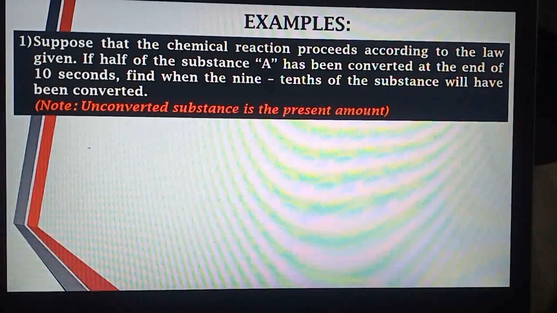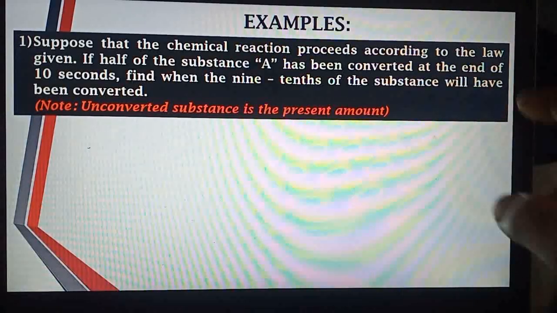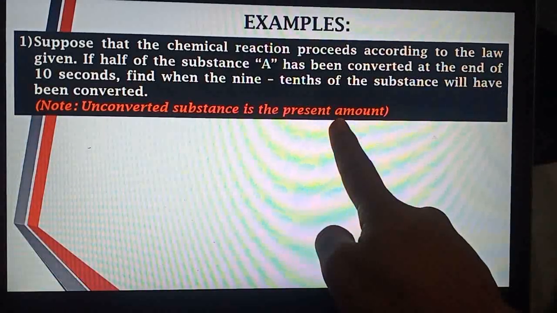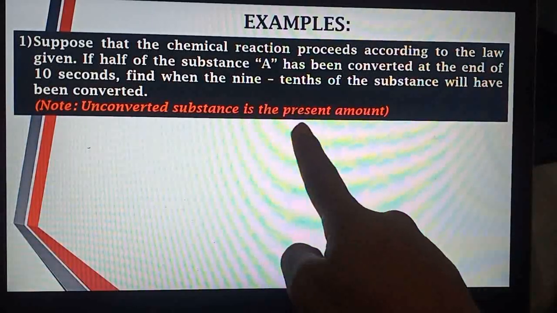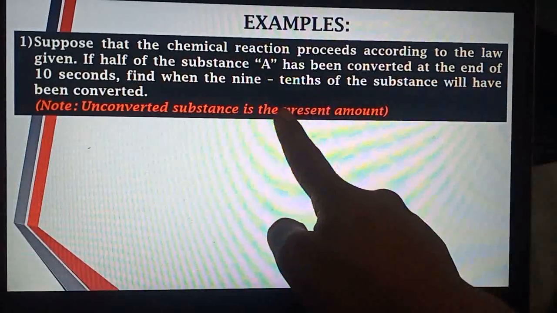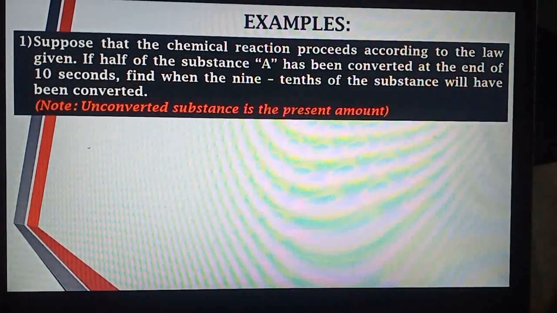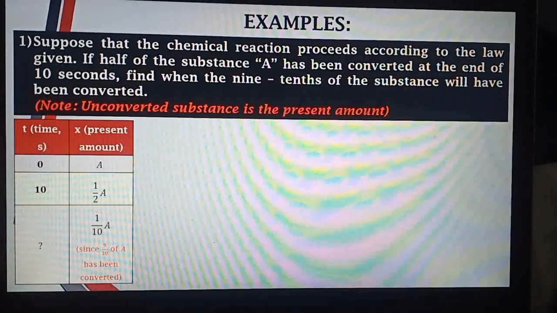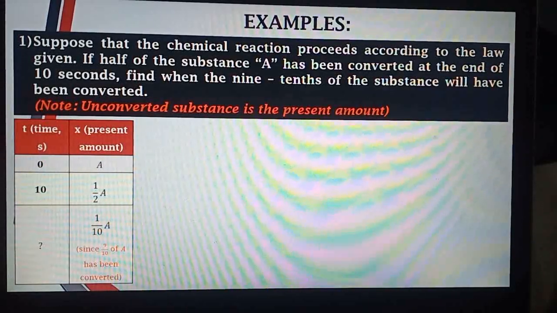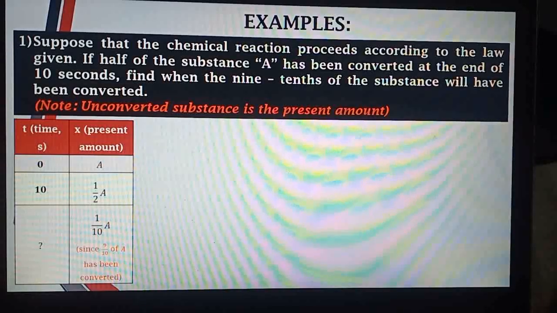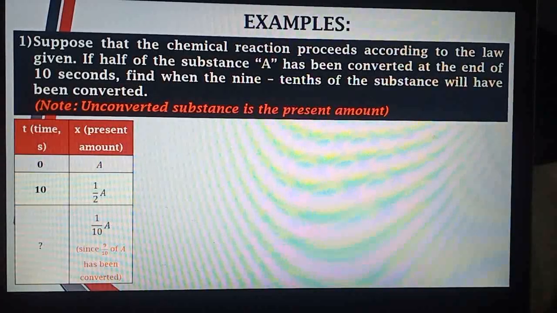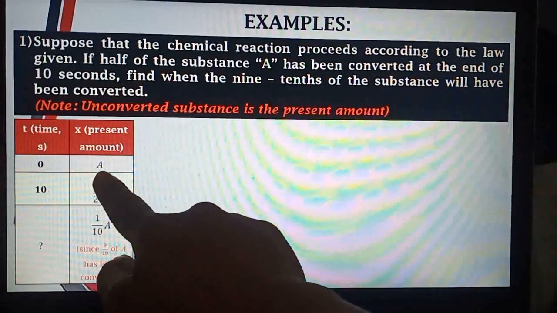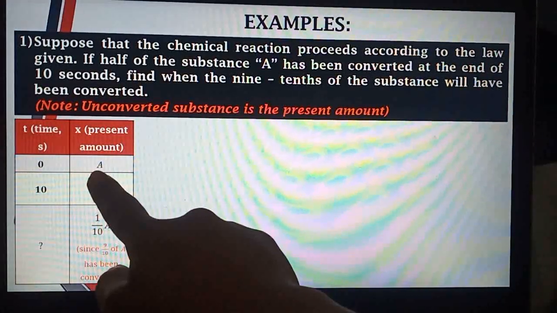Now, what the problem is referring to is the converted amount. So all we have to do is identify the unconverted substance for us to know the present amount, or the x value. To make it easier, let's make a table. We have the time and we also have x, which is the present amount. At the starting time, we have 0. Of course, it starts as a whole substance, which is A.